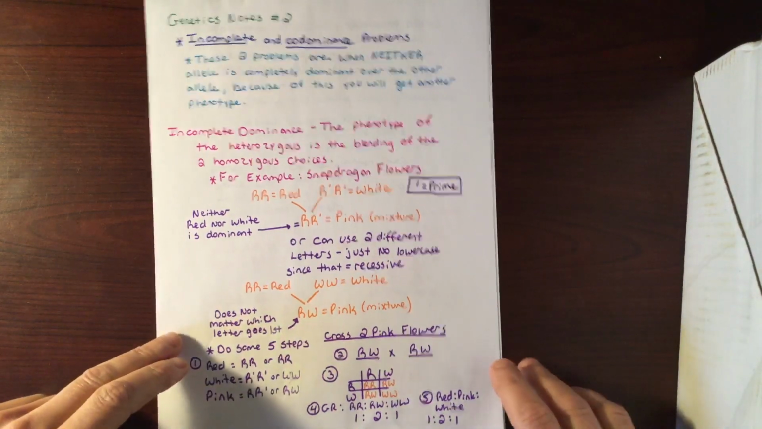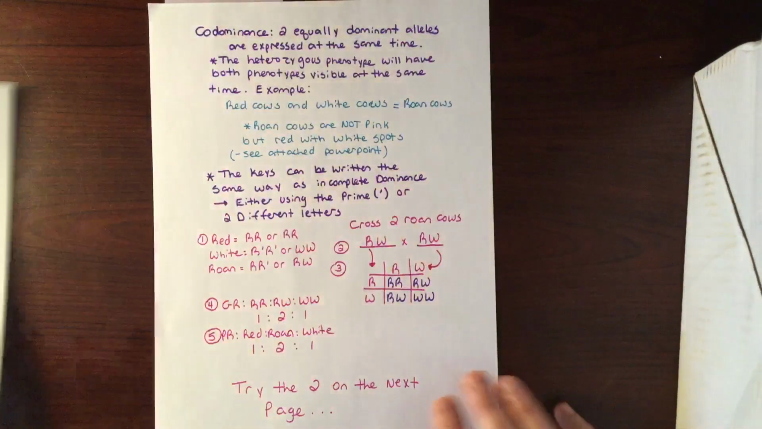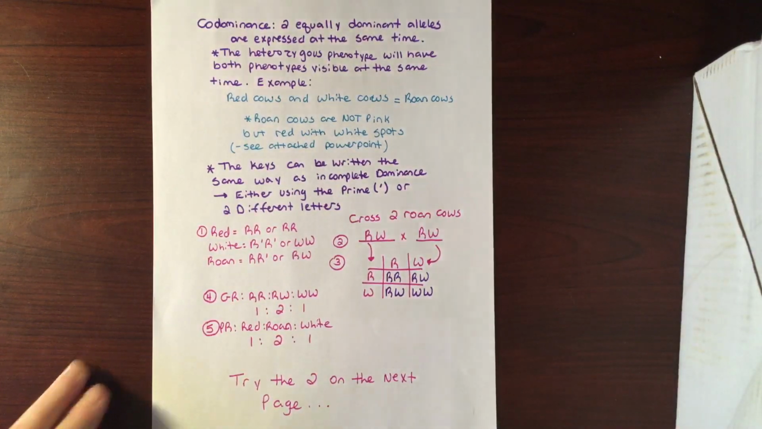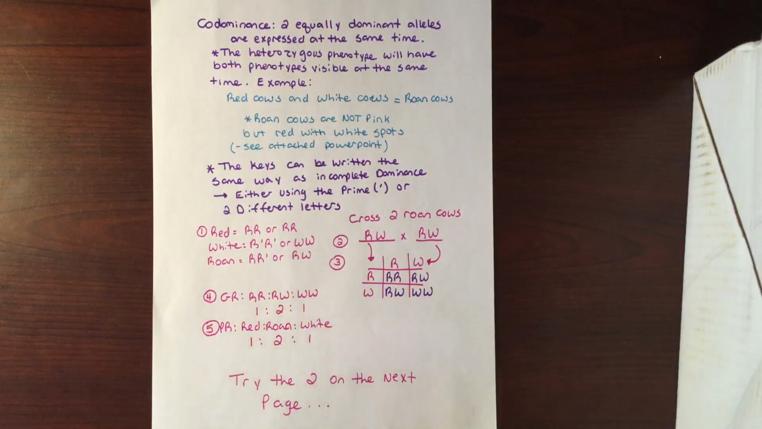If we go ahead and we look at the next type of problem. Our next problem is what's known as codominance. So with my codominance, it's very similar to incomplete, but instead of getting a blended effect, I'm going to see both of them at the same time, and it's going to give me a completely different phenotype.